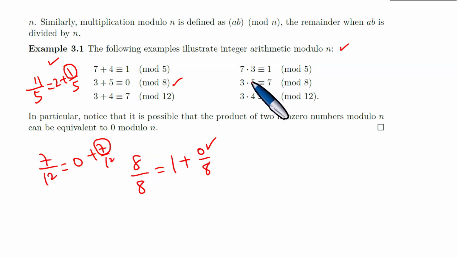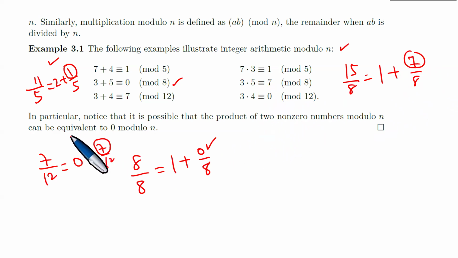What is 7 times 3? 7 times 3 is equal to exactly what? It's 21, but in modulo 5, we can see that the remainder is 1. In the same way, 3 times 5 becomes 15, but in modulo 8, if you take the 15 and divide by 8, 8 goes how many times there? We know very well that 8 goes once, and the remainder becomes exactly 7 out of 8, the divisor, and therefore 3 times 5 is actually equivalent to 7 modulo 8. Now 3 times 4 is 12, which is equivalent to 0 modulo 12.